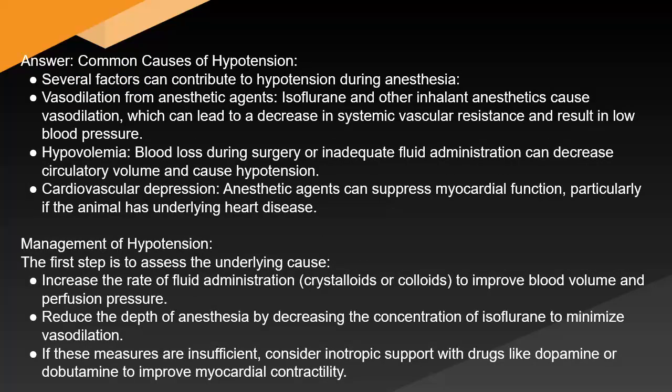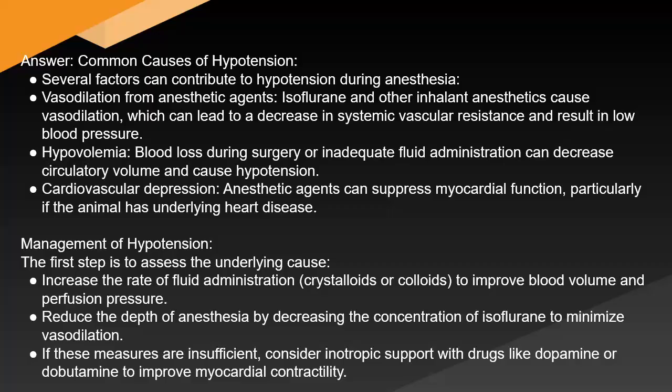Several factors can contribute to hypotension during anesthesia. Vasodilation from anesthetic agents: isoflurane and other inhalant anesthetics cause vasodilation, which can lead to a decrease in systemic vascular resistance and result in low blood pressure. Hypovolemia: blood loss during surgery, or inadequate fluid administration can decrease circulatory volume and cause hypotension. Cardiovascular depression: anesthetic agents can suppress myocardial function, particularly if the animal has underlying heart disease.